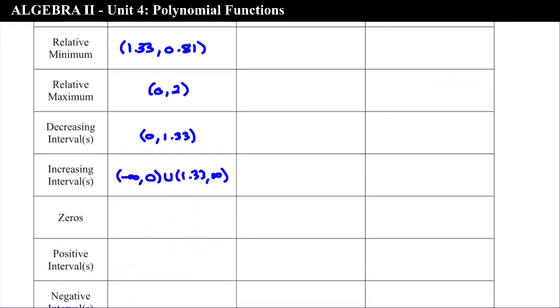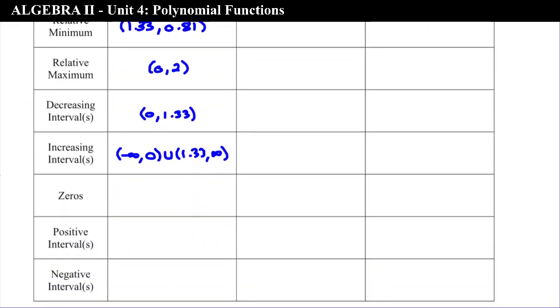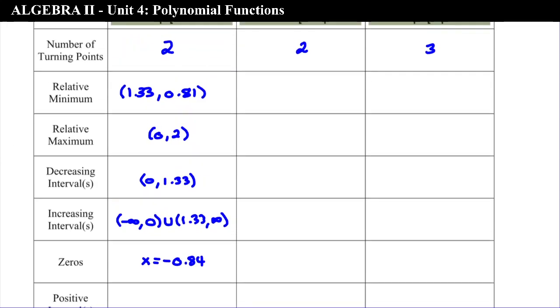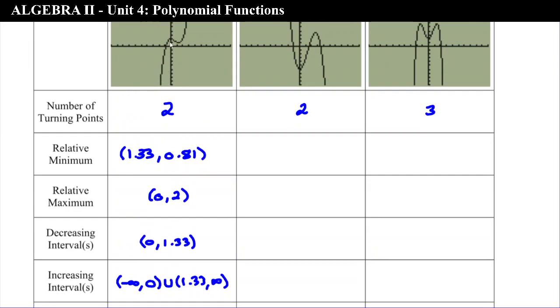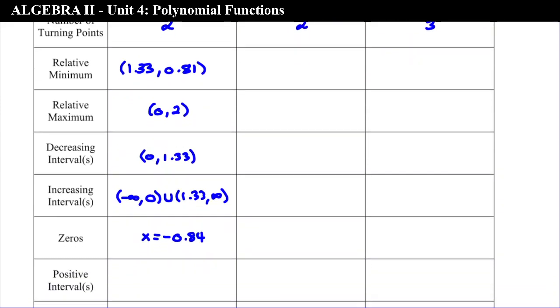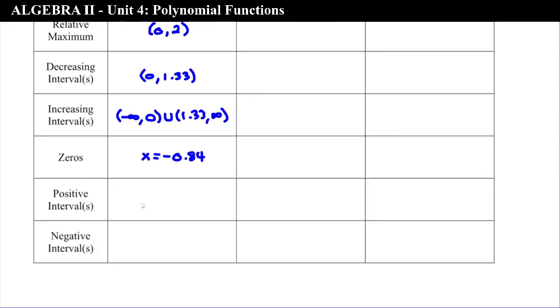You can kind of do the same thing with zeros with positive and negative intervals. You've got a 0 at x equals negative 0.84. So before that 0, we're negative. After that 0, we're positive. So our positive interval is going to be from negative 0.84 to infinity. Our negative interval is going to be negative infinity to negative 0.84. And so that's how you write some of that information in.